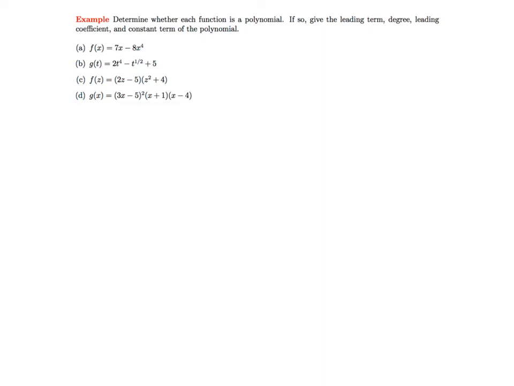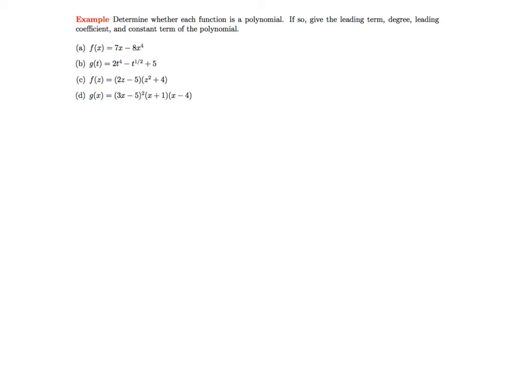For this example, we've got several functions given in A, B, C, and D. In each case, we want to first identify whether or not it is a polynomial, and then if so, identify the leading term, degree, leading coefficient, and the constant term of the polynomial.